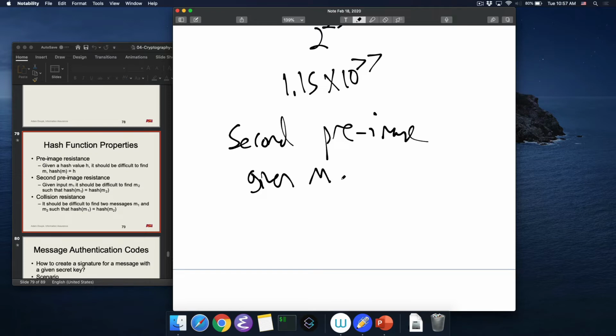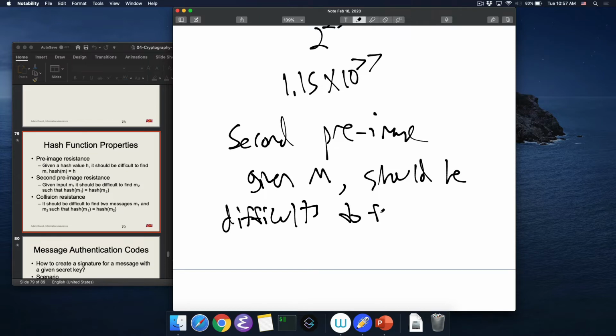So the basic idea is given M, it should be difficult. Why can't we say it's impossible? Yeah, there are infinitely many, right? If we kept trying, we would find them. But the idea is the search space is so large that it's unlikely for us to find them. So it should be difficult to find M prime such that the hash of M is equal to the hash of M prime.